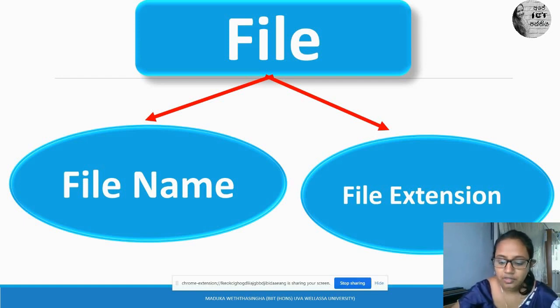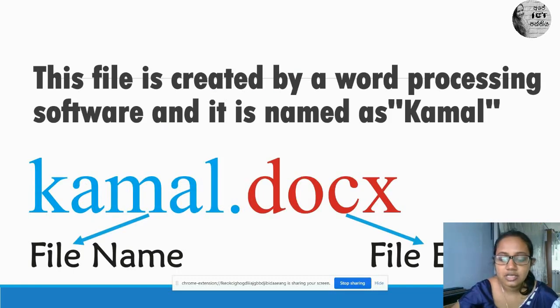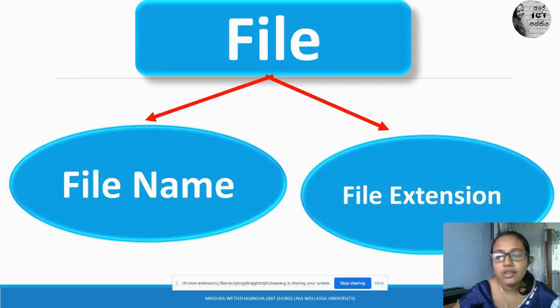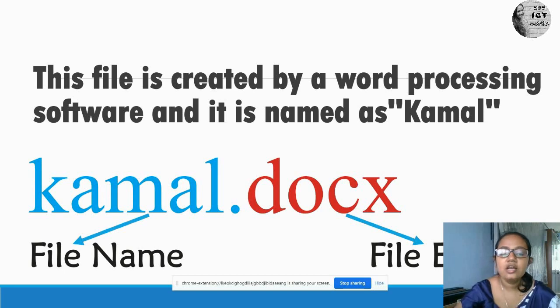So, files and folders. A file is divided into two parts: the file name and the file extension. Think you are creating a document using Microsoft Office Word, writing about myself, and you save it as Kamal. You only gave the name Kamal, but it is a Word document, so the computer automatically generates the file extension as docx.